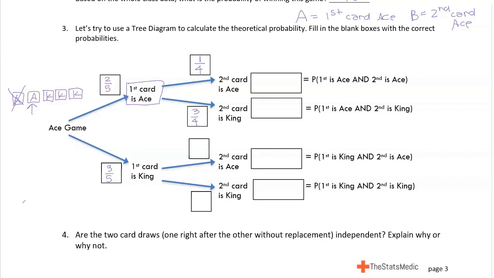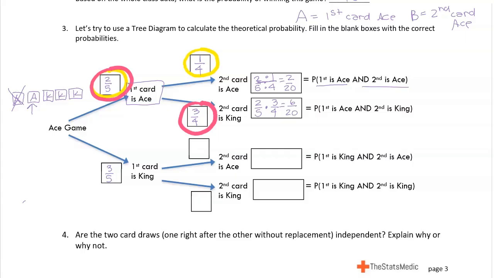So to find the probability that the first card is an ace and the second card is an ace, I'm going to multiply 2/5 times 1/4. And I'm just going to multiply straight across so I get 2/20, and that'll be equal to 1/10. In a similar manner, I can multiply to find the probability that the first card is an ace and the second card is a king. I'm going to do 2/5 times 3/4. So this will be 2/5, that's the probability that the first card is an ace, times 3/4. That is the probability that the second card is a king. And when I multiply this together, I get 6/20, and then that'll simplify to 3/10.